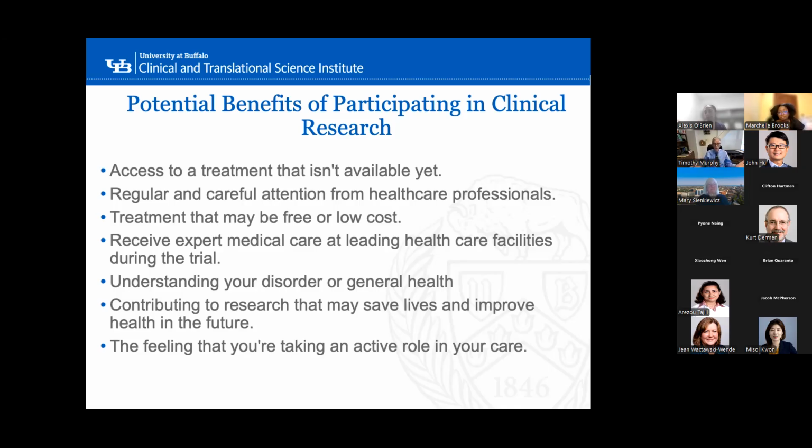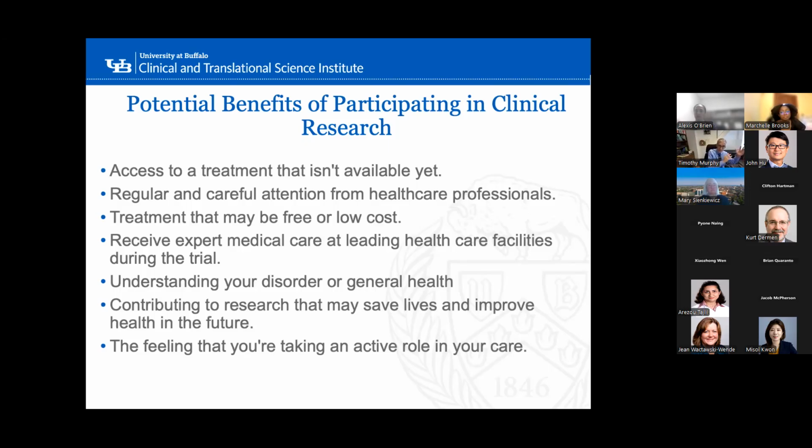You get regular and careful attention from healthcare professionals. So if you're having regular visits and they notice your blood pressure is elevated or they notice a problem, they can help connect you in a lot of ways. Many times you get treatment that's free or low cost.